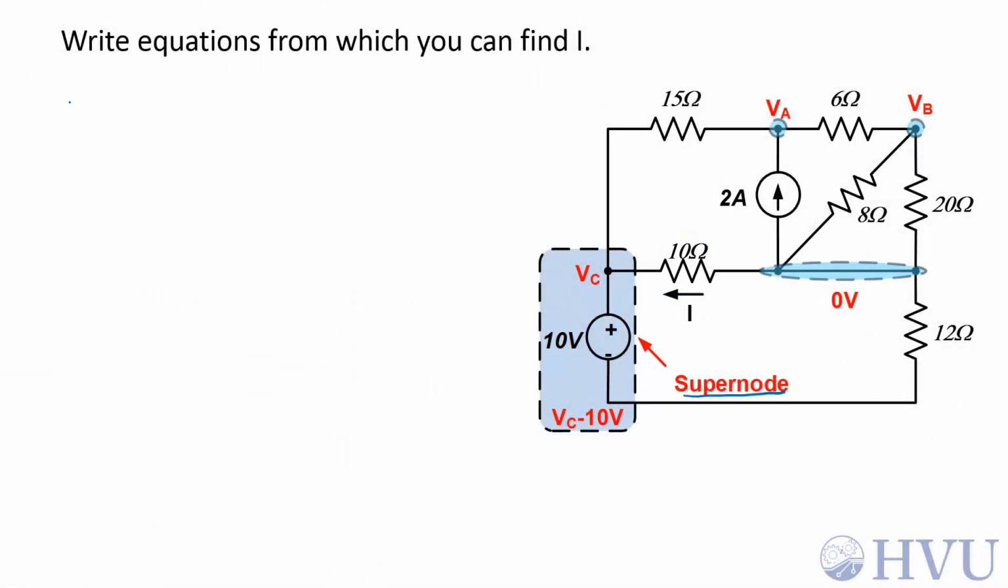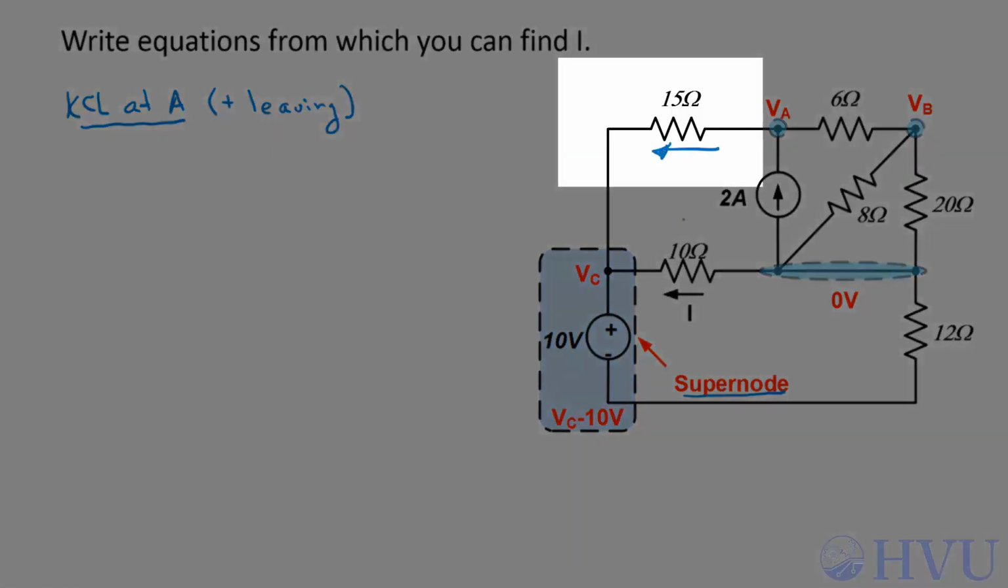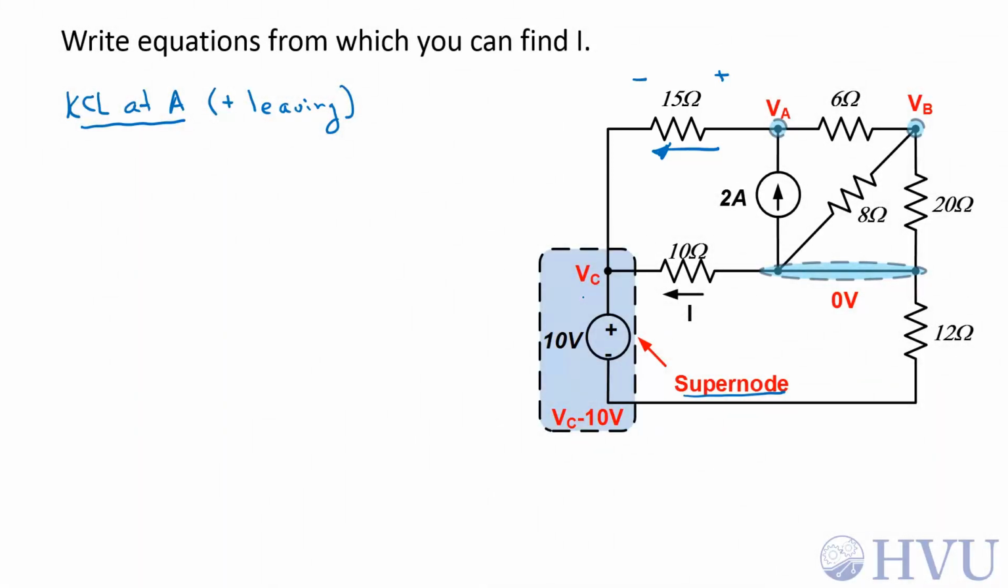First, I'll do KCL at node A. Whenever I do KCL, I have to settle on a sign convention. I'm going to assume that positive currents are leaving the node. The current leaving node A through this 15 ohm resistor has a voltage polarity implied to be in this direction. I have to assign my voltage polarity relative to the passive sign convention and the assumed direction of current. So this current will be this voltage at the positive terminal, VA, minus the voltage at the negative terminal, which is V sub C down here, divided by the resistance, which is 15 ohms.